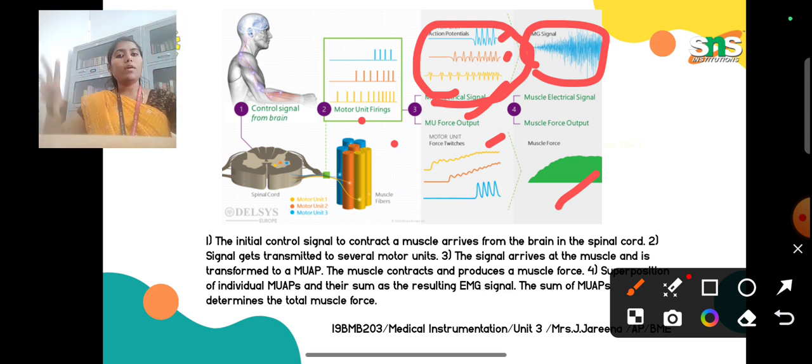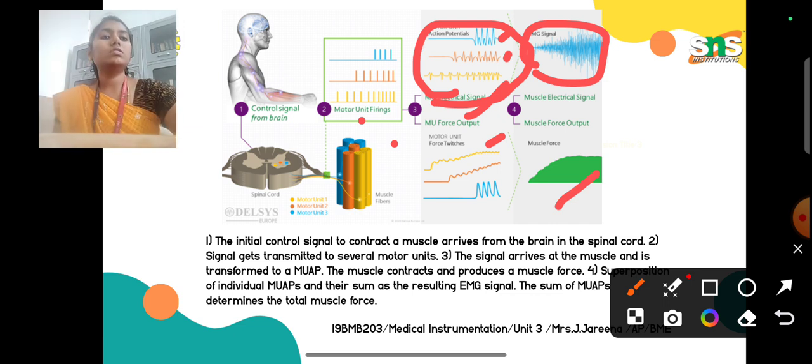Okay, so when you have all the combination of these action potentials, you will get an output in the form of an EMG signal. So if you have a problem with any of these particular action potentials, it will easily be reflected in the EMG signal, and from that we get to know what the type of problem is.